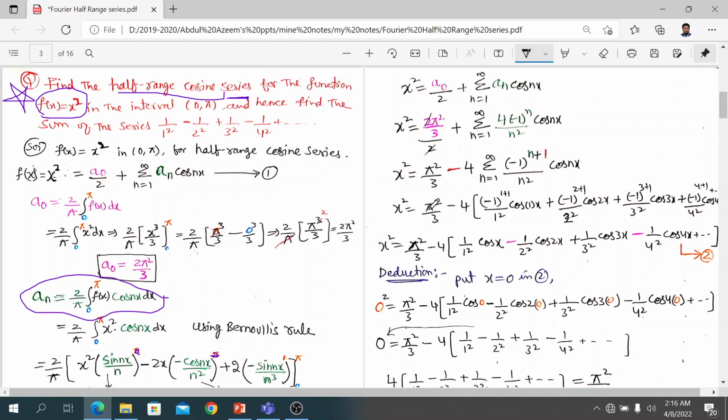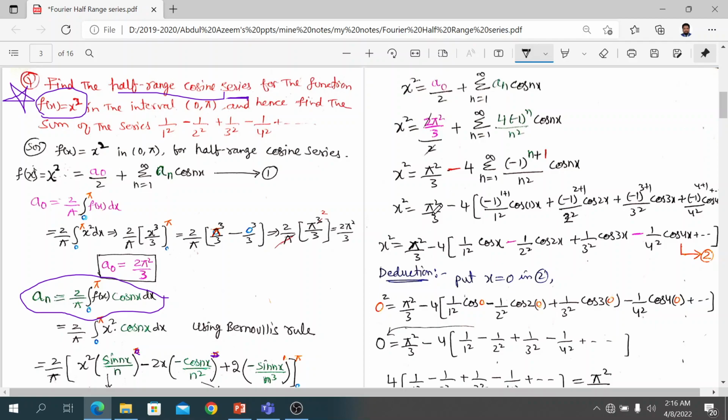x square is equal to pi square by 3 minus 4 [(-1)^(1+1)/1^2 cos 1x + (-1)^(2+1)/2^2 cos 2x + (-1)^(3+1)/3^2 cos 3x + (-1)^(4+1)/4^2 cos 4x] and so on.